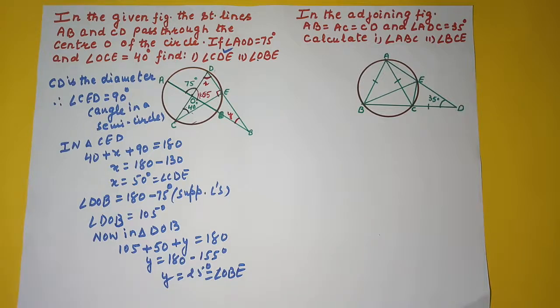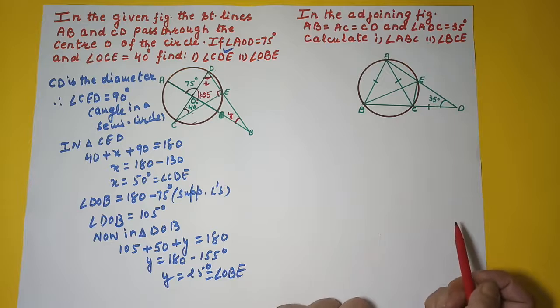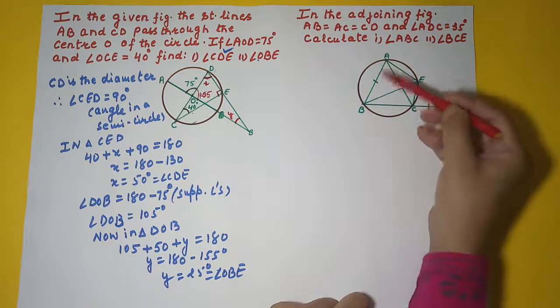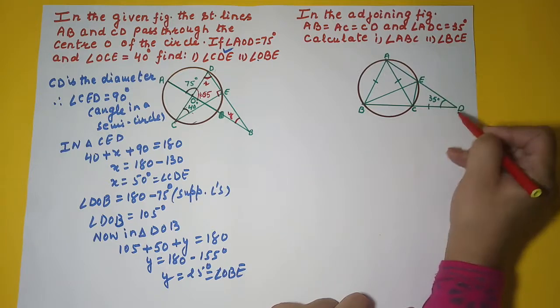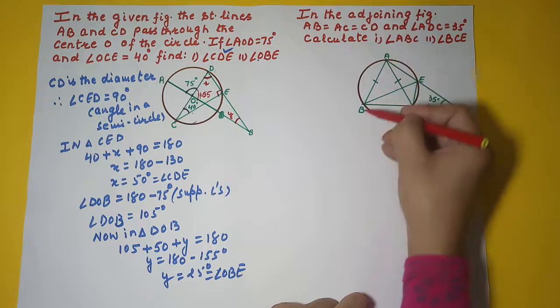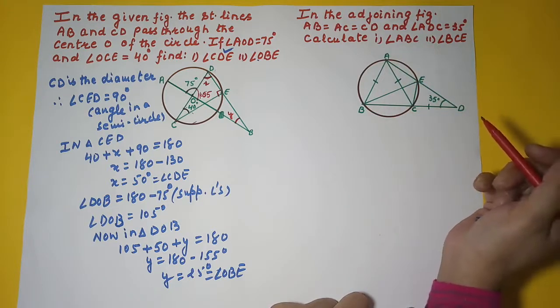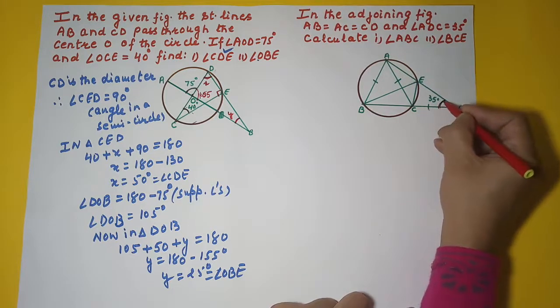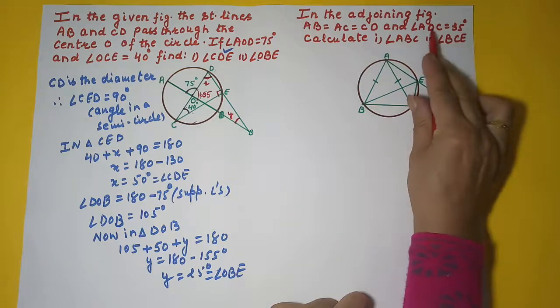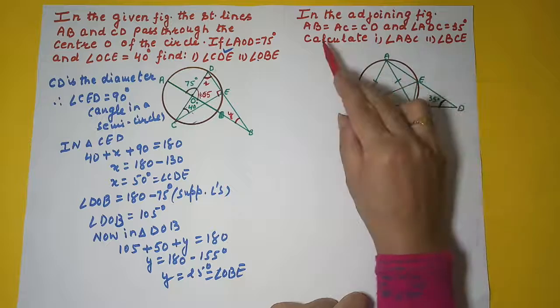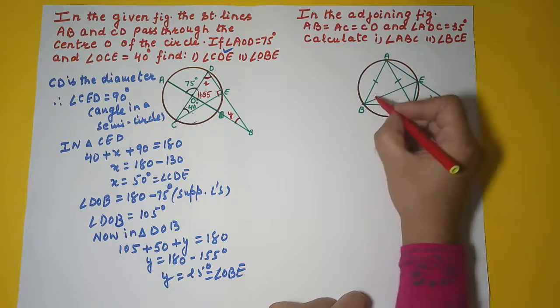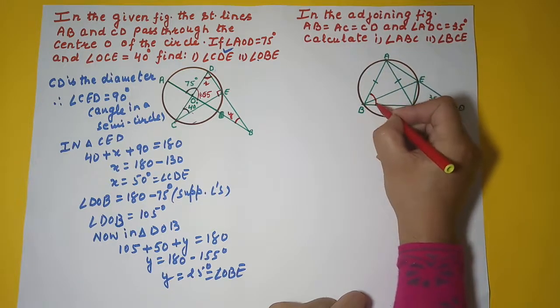All right. Now let's go to this question. In this question, AB is given equal to AC, and that is also given equal to CD. That means CD, AC and AB are equal to each other. And also this angle is given 35. Angle ADC is given 35. He wants us to calculate angle ABC. That means this entire angle.